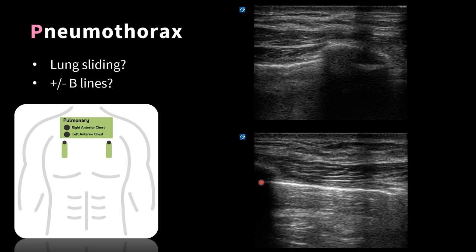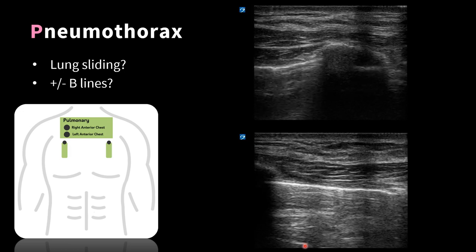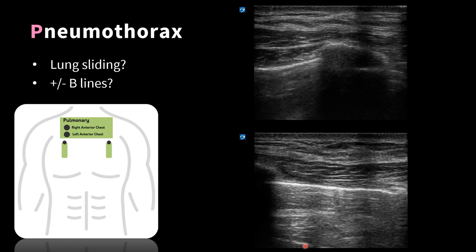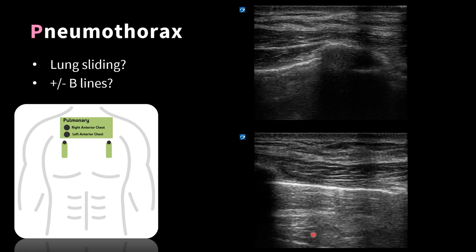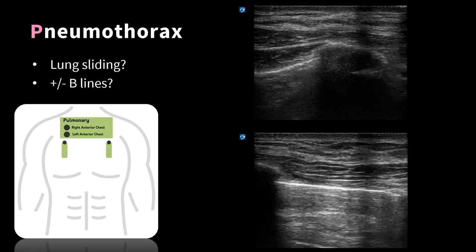Sometimes you also see B lines, which are lines that start at the pleura and move all the way down to the bottom of the screen, typically down to 15 centimeters, but this would suggest fluid in the alveoli, such as heart failure or pneumonia in the emergency department setting.